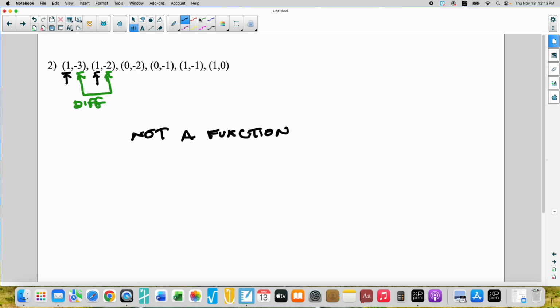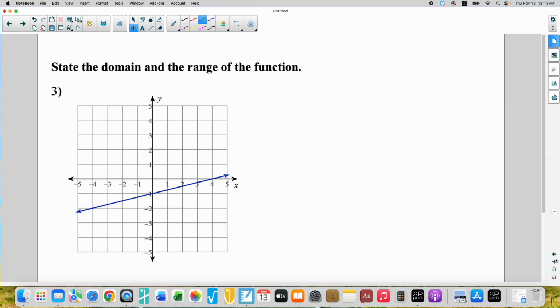So there's actually multiple places where we have same inputs but different outputs. Again, this produces different outputs for the same input. That's different. So that's a bad thing. It doesn't have to happen more than once. If it happens once, it's not a function.